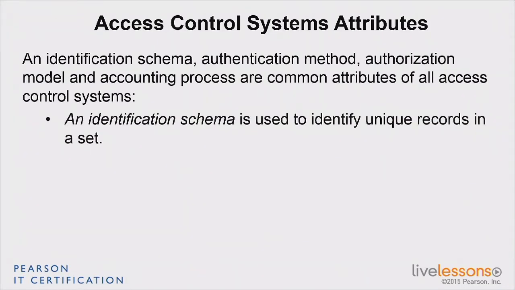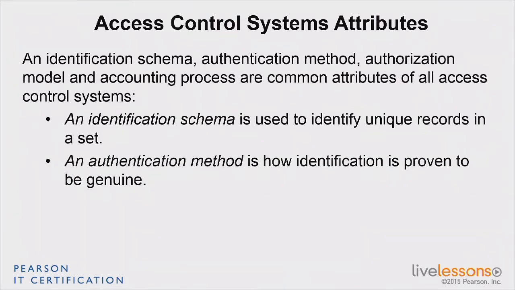So an identification schema is used to identify unique records in a set. We require that records are unique so that we can have accountability. An authentication method is how identification is proven to be genuine. So somebody says, I'm Sari. Well, how do we prove that you're Sari? And that proof will be our authentication method.